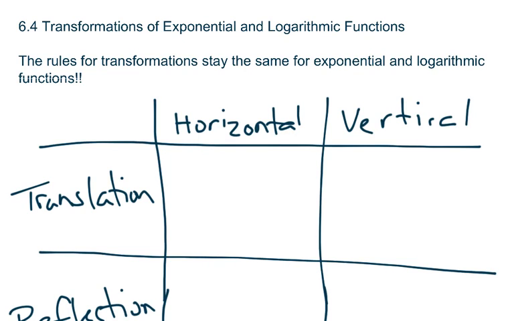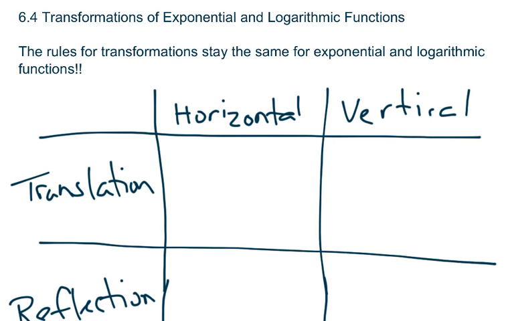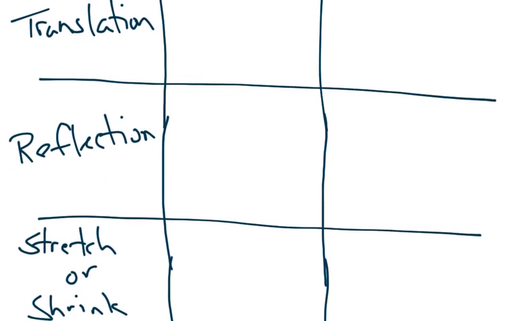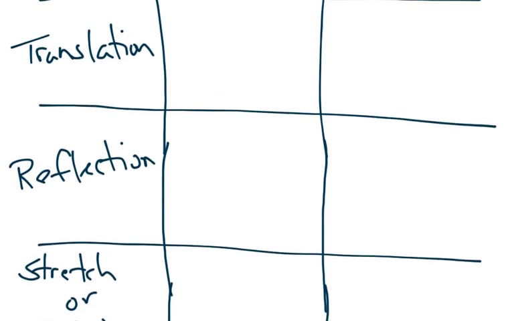Section 6.4, transformations of exponential and logarithmic functions. These rules for transformations, regardless of the function, whether it's exponential, logarithmic, polynomial, quadratic, cubic, linear, absolute value, are exactly the same no matter what type of function you are using. Okay, so what I've got here, I've got a chart. You can see how it kind of looks. Three main transformations: we've got translations, reflections, and then stretches or shrinks, and then we split them into horizontal and vertical. Translations, reflections, and stretches or shrinks.